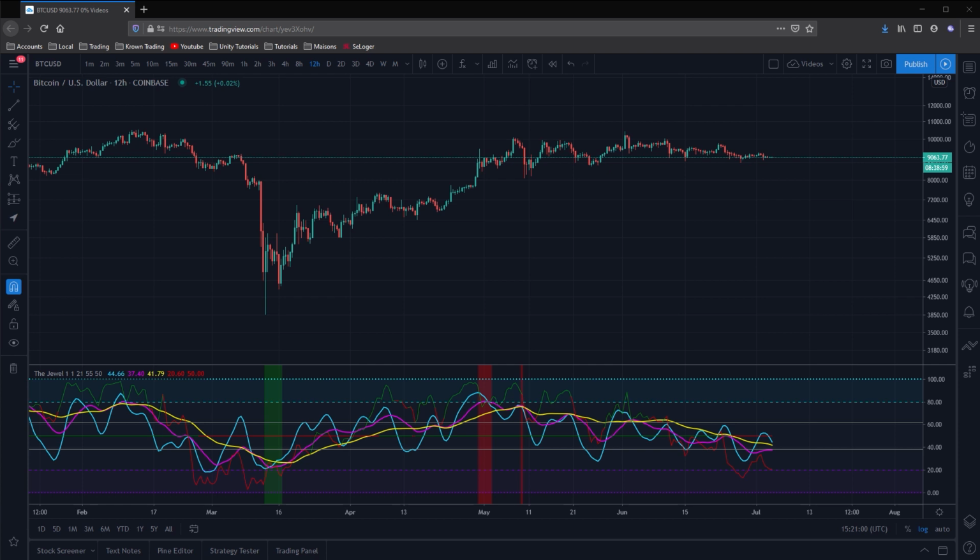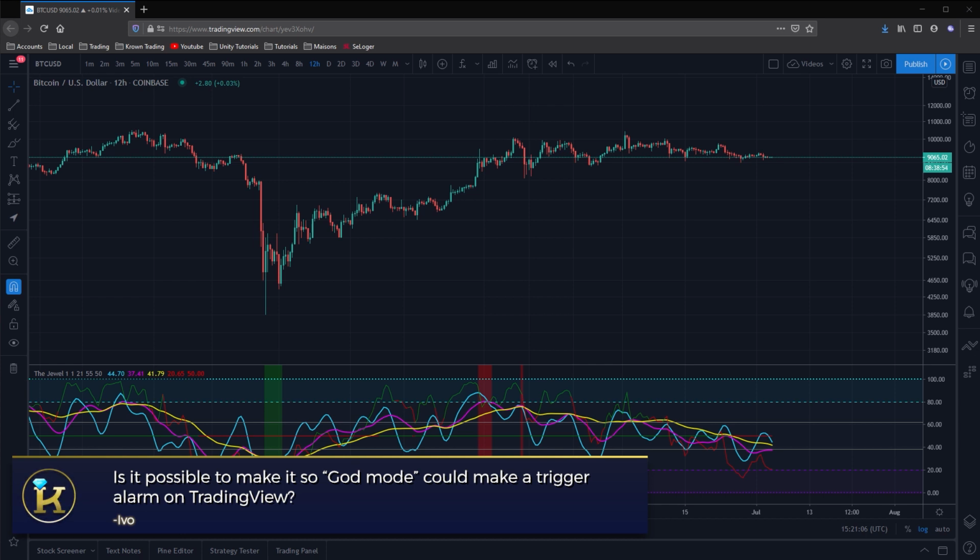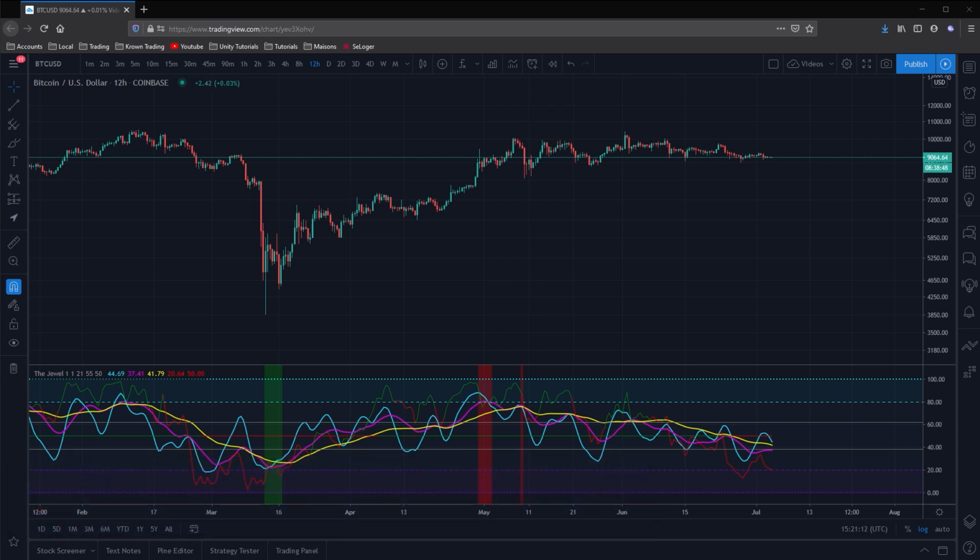So we have a question from Ivo. Is it possible to make the God mode so that we can get a trigger alarm on TradingView? For the neophyte, the God mode alerts are the green and red backgrounds that you see on the dual when some extreme levels are achieved. The green one is pretty much oversold on all oscillators, and the red one is overbought on all oscillators. So is it possible to make an alert based on that?